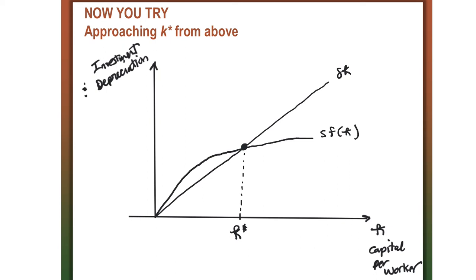Now the question was, what happens if we start at some value of capital per worker, k1, that's greater than k star? In other words, we're at k1 out here somewhere. If we're at K1, we can use the diagram and see that there's our investment right here. We go up a little further and we get to our depreciation. So depreciation exceeds investment, and that means that the capital stock is going to be shrinking.